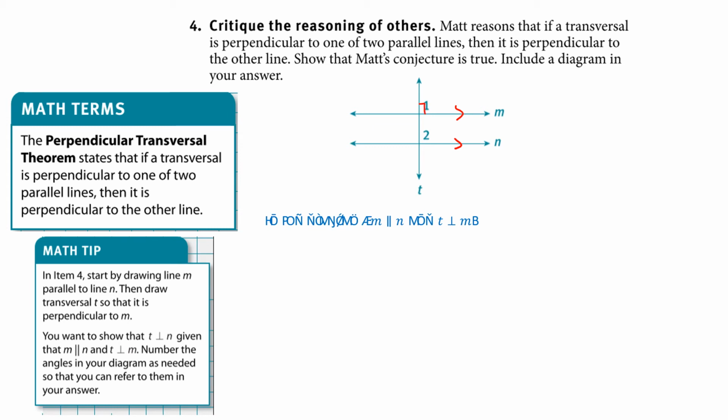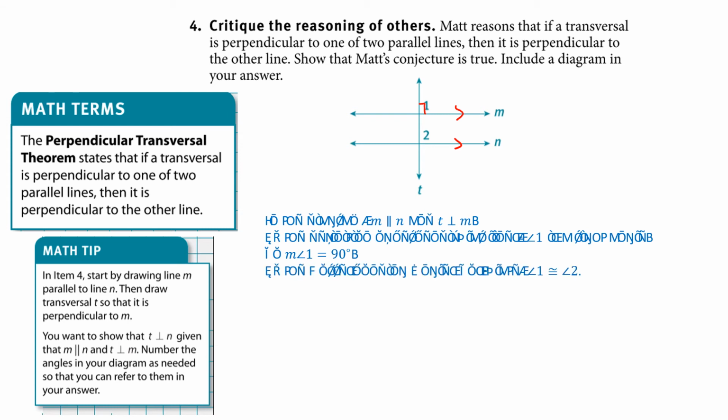All right, angle 1. By the definition of perpendicular lines, angle 1 has to be a right angle, right? It's a right angle because when two lines are perpendicular, they form right angles. So the measure of angle 1 is 90 degrees. By the corresponding angles postulate, which says that if two parallel lines are cut by a transversal, then the corresponding angles are congruent, angles 1 and 2 are corresponding angles, so they are congruent as well. So angle 2 also measures 90 degrees.